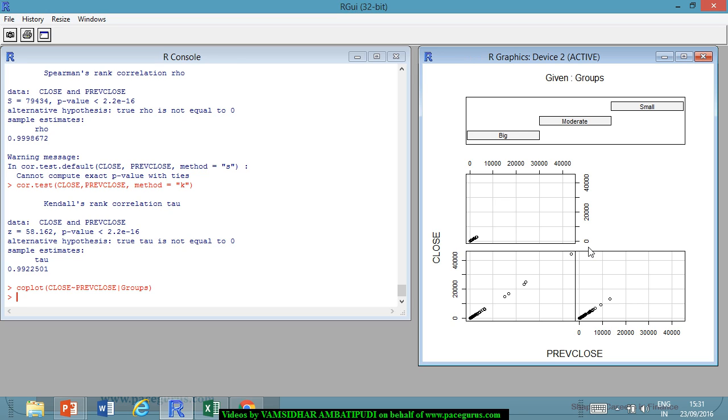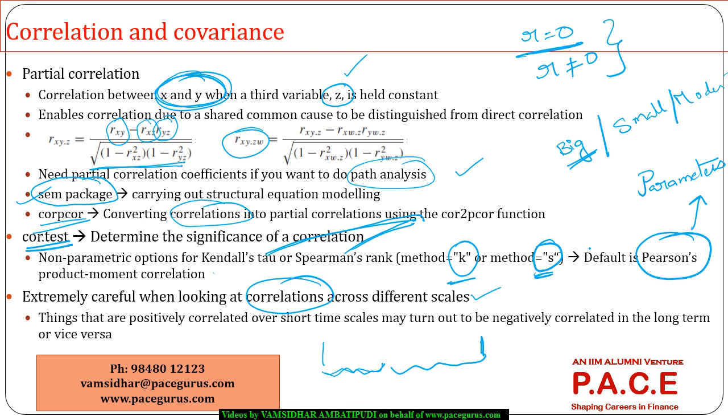But in some cases, what we could see is at a broader level, the correlation could be something else, but if I'm going inside, the correlations could be something else. Now, this is one more area where we have to be slightly careful: the macro level correlations between the variables versus the micro level correlations. So this is one more area that we really need to explore when we are doing a data analysis.